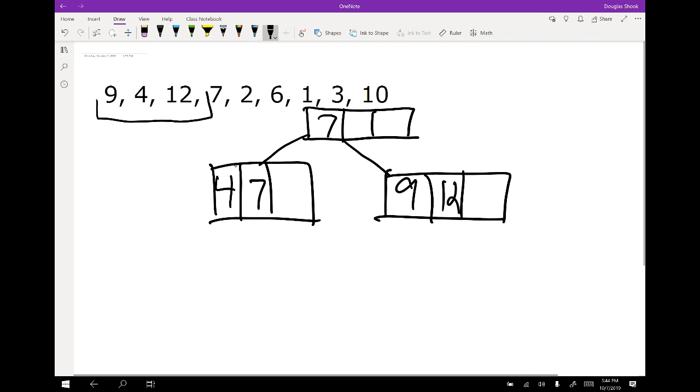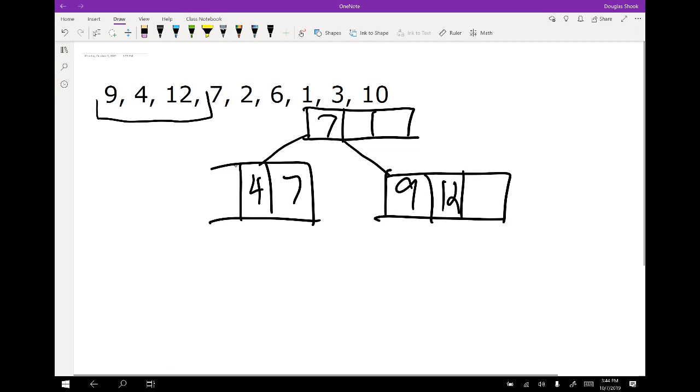So next is the 2. And which insertion case does the 2 hit? The simplest one, right? Nothing complicated. 2, 4, 7. I'm going to insert the 6. What am I going to do with the 6? I'm going to split this node.